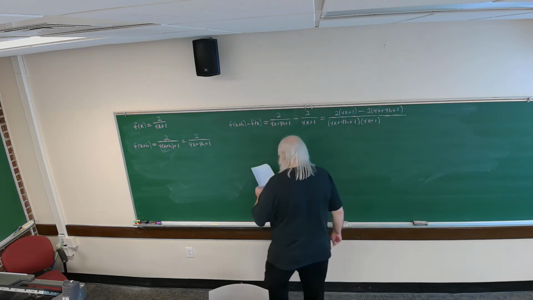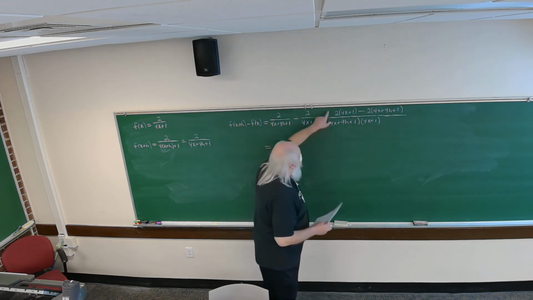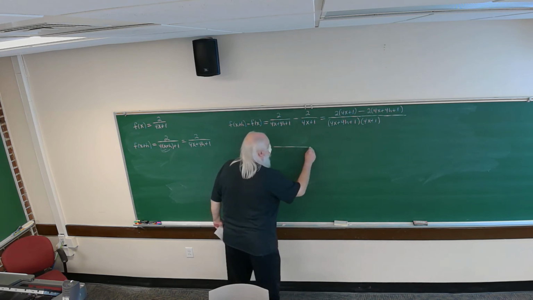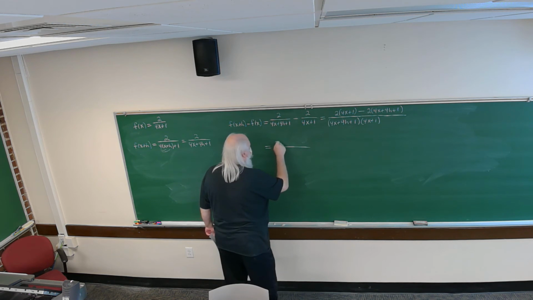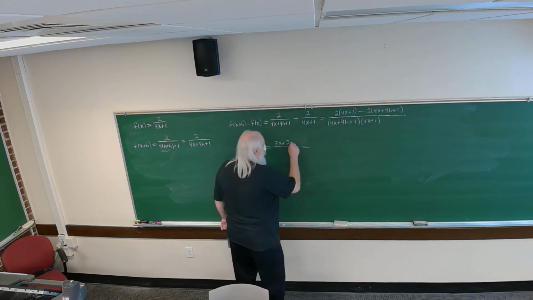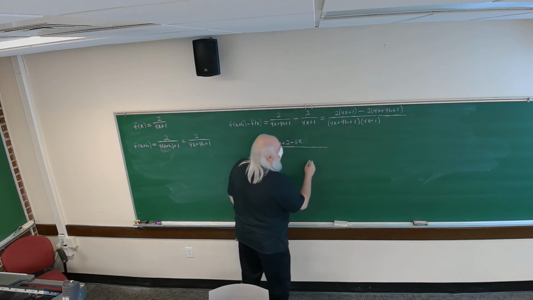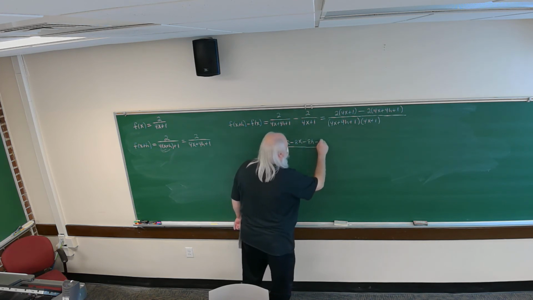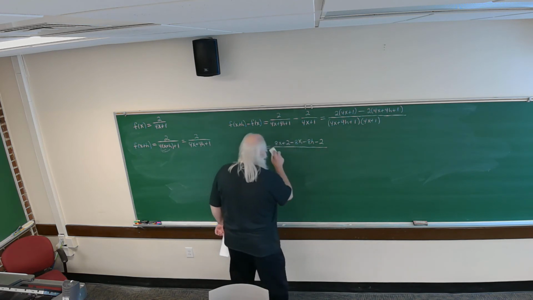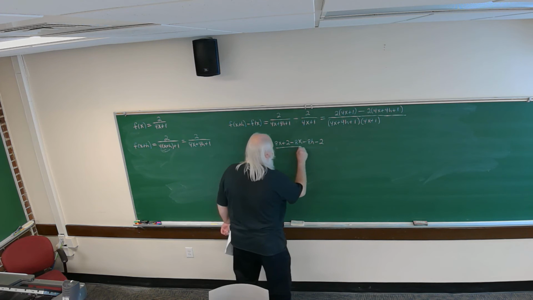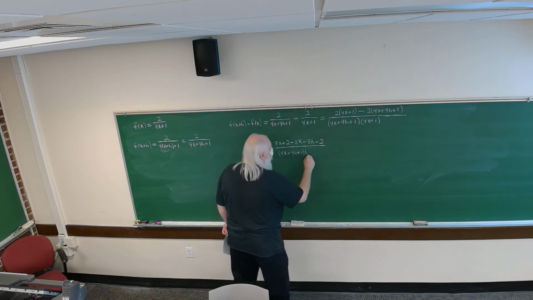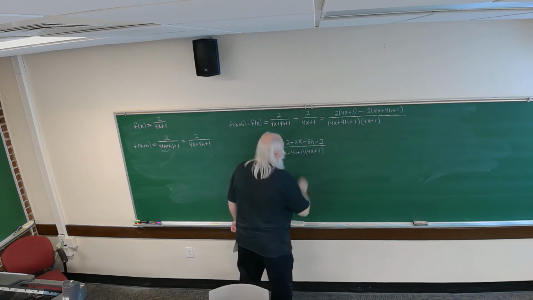So now we got to distribute the 2 inside parentheses here and minus 2 inside parentheses here. So when we distribute 2 inside parentheses here, we have 8x plus 2. And then when we distribute the minus 2 inside parentheses here, we have minus 8x minus 8h minus 2, all over the common denominator, 4x plus 4h plus 1 times 4x plus 1.